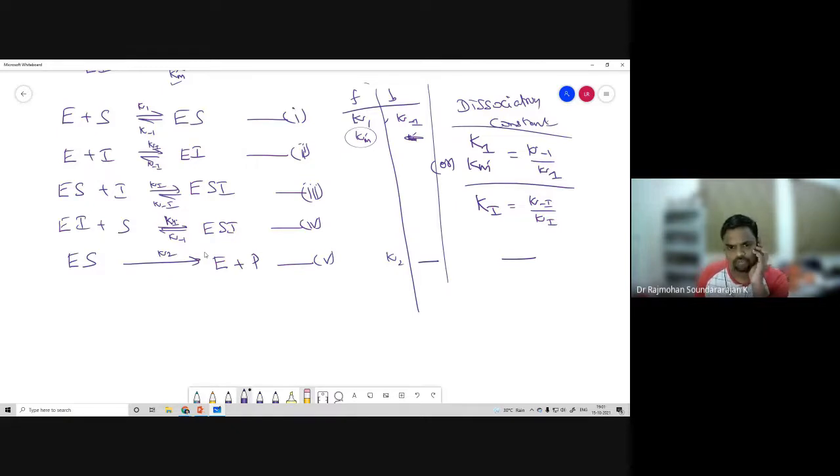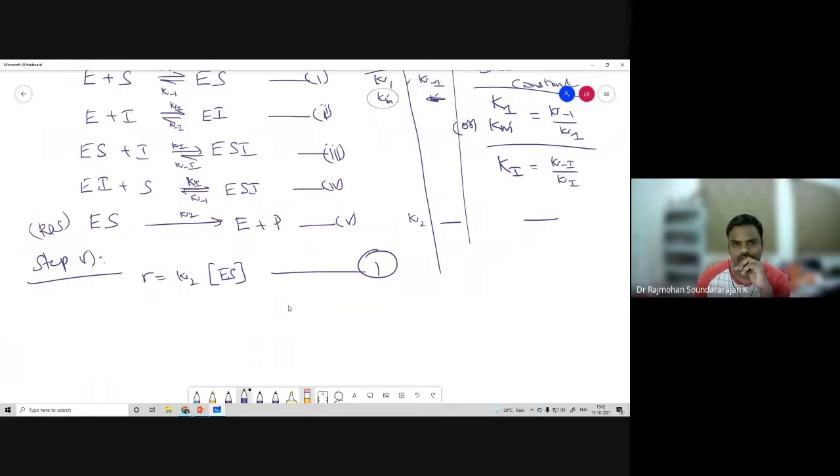From step 5 what can we write? We can write the rate equation, because it is the slowest step, the rate determining step. So the overall rate of the reaction will be equal to the rate of this step. So we have R equal to K2 into the concentration of ES. Equation number 1. I hope there is no doubt in this.